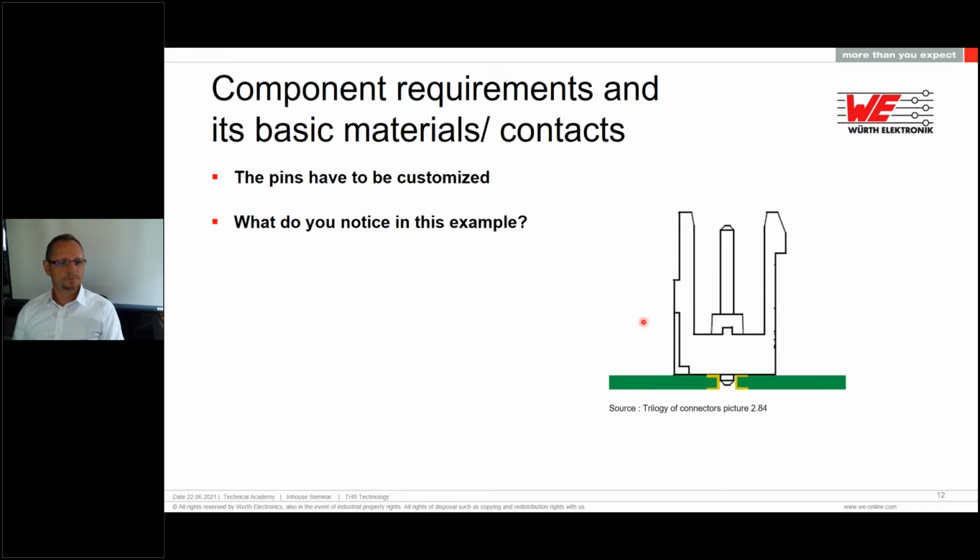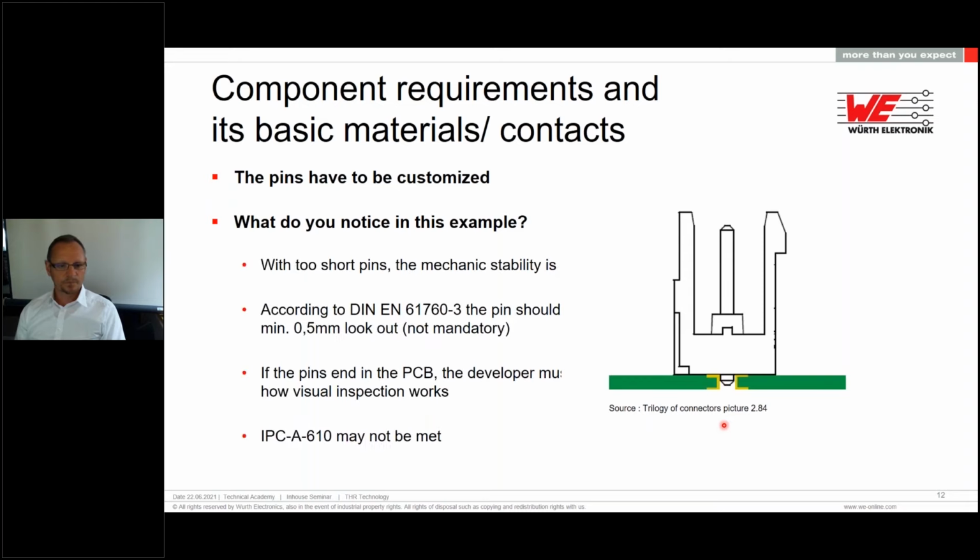So also the pins, of course, need to be customized. And yeah, what can we learn from this example that we show here? We see that the pin is absolutely short. And I think you have the same idea that this solution would not be very stable. The component with a too short pin can tilt or float during the solder process. It is recommended to lead the pins about 0.5 millimeters further so that they come through the PCB. We recommend about 1.5 millimeters for the maximum.